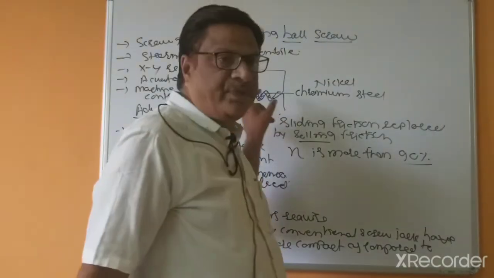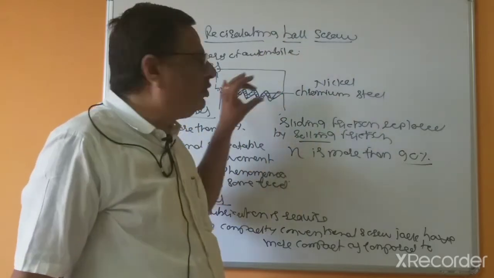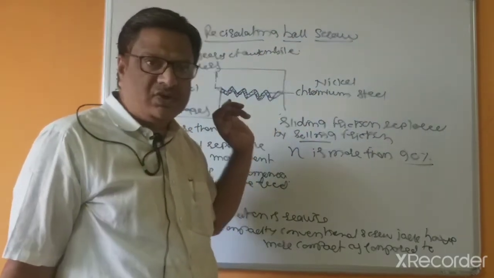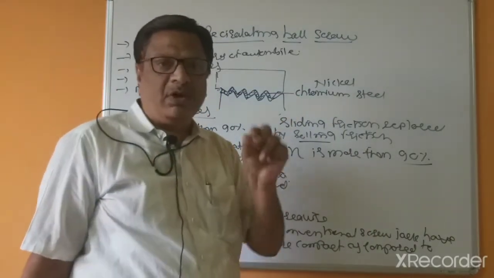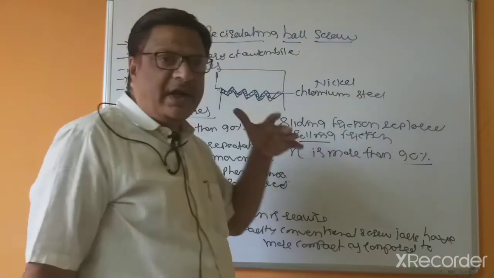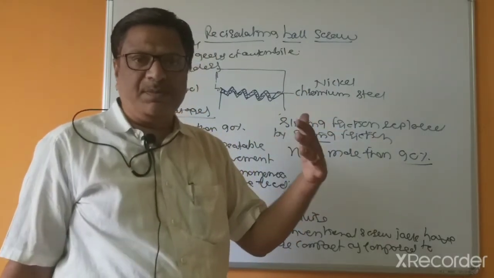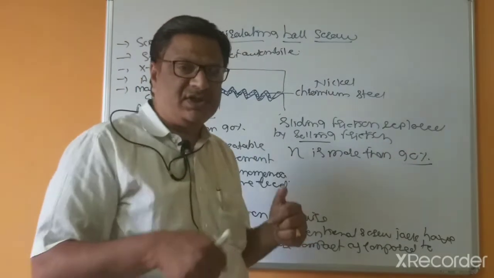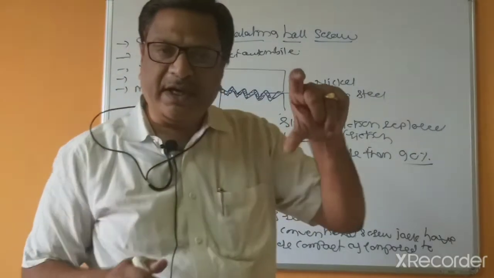What is the difference? In the recirculating ball screw, we have to insert small rollers into the clearance between the nut and the screw. That gap is filled up by small balls, so the sliding contact is replaced by rolling contact. Because of that, minimum friction occurs between the threads of the nut and screw.